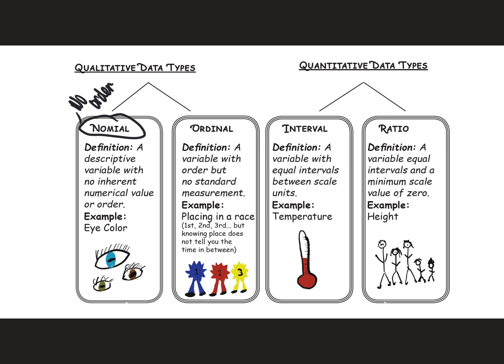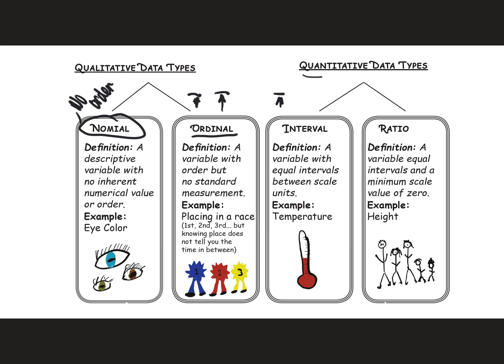Right. Ordinal qualitative data does have some inherent order, but it's not a standard measurement. That means the distance from one unit to the next unit might be different than this unit. Like there's no standard measurement. Like first, second, and third place, but that doesn't tell you that they all had equal time in between. Maybe first and second were just a few seconds apart, but second and third were full minutes apart. So it doesn't have a standard difference.